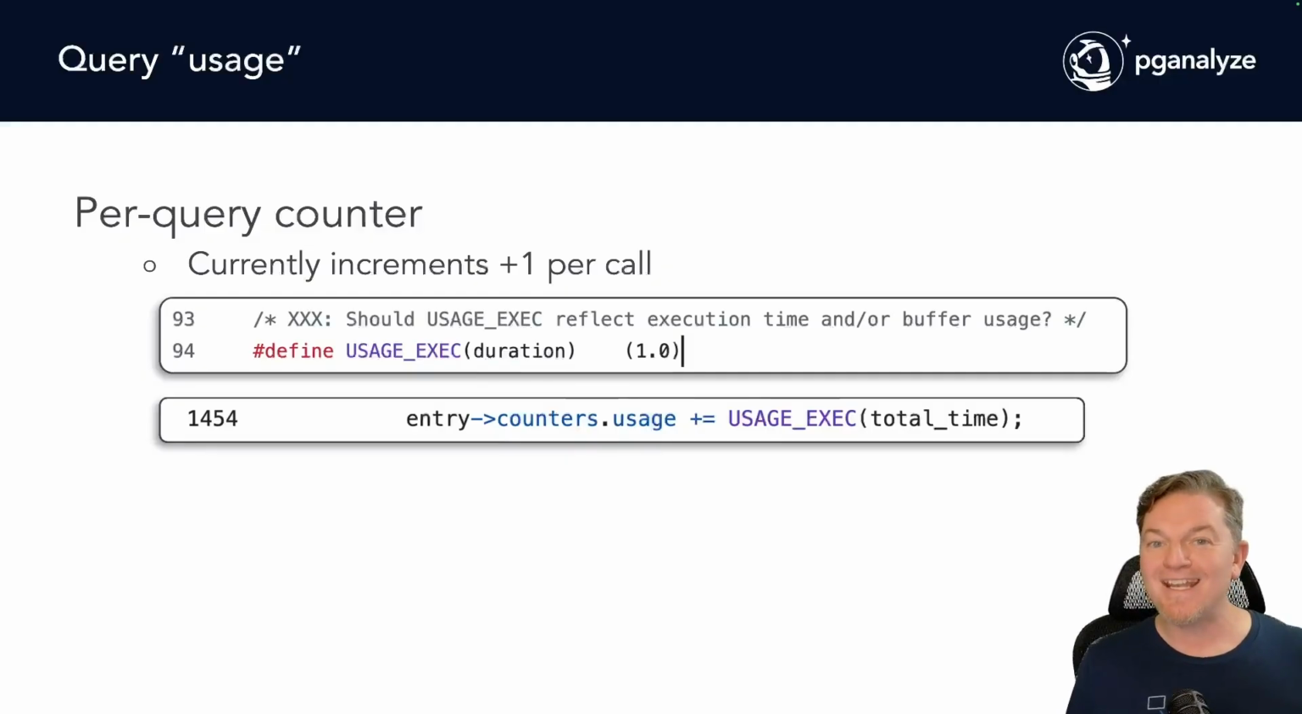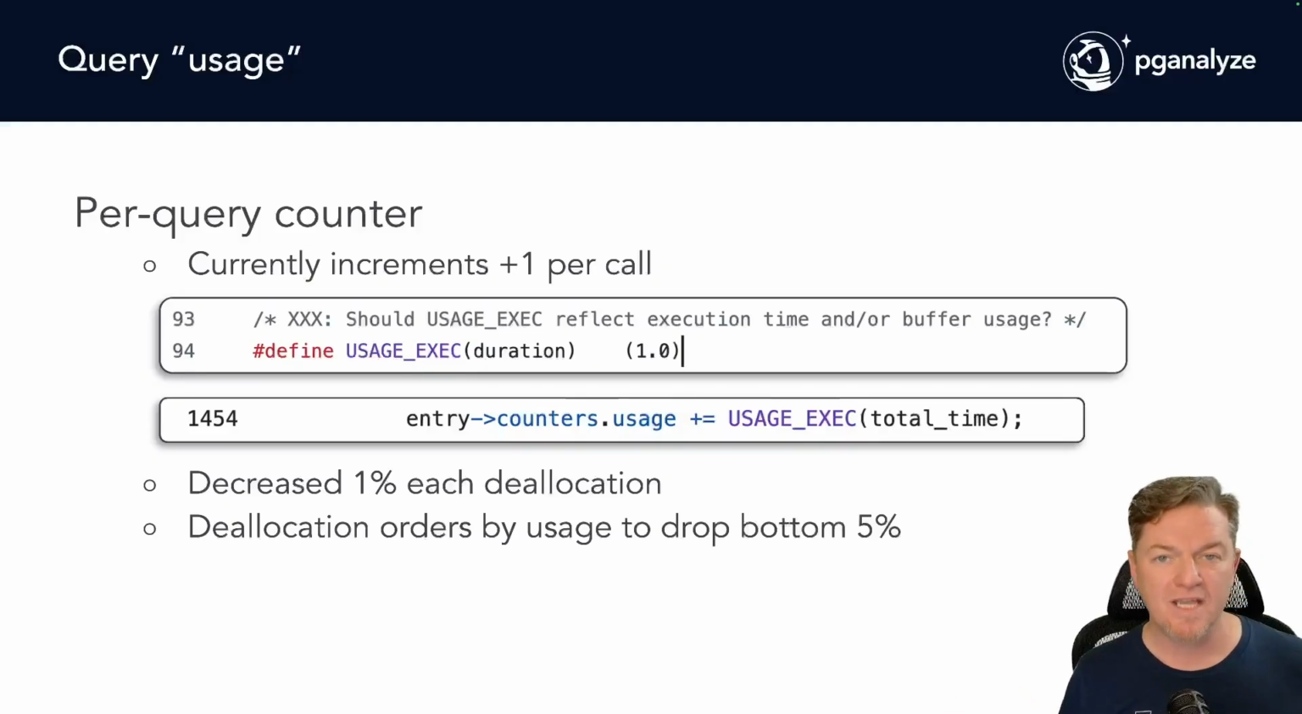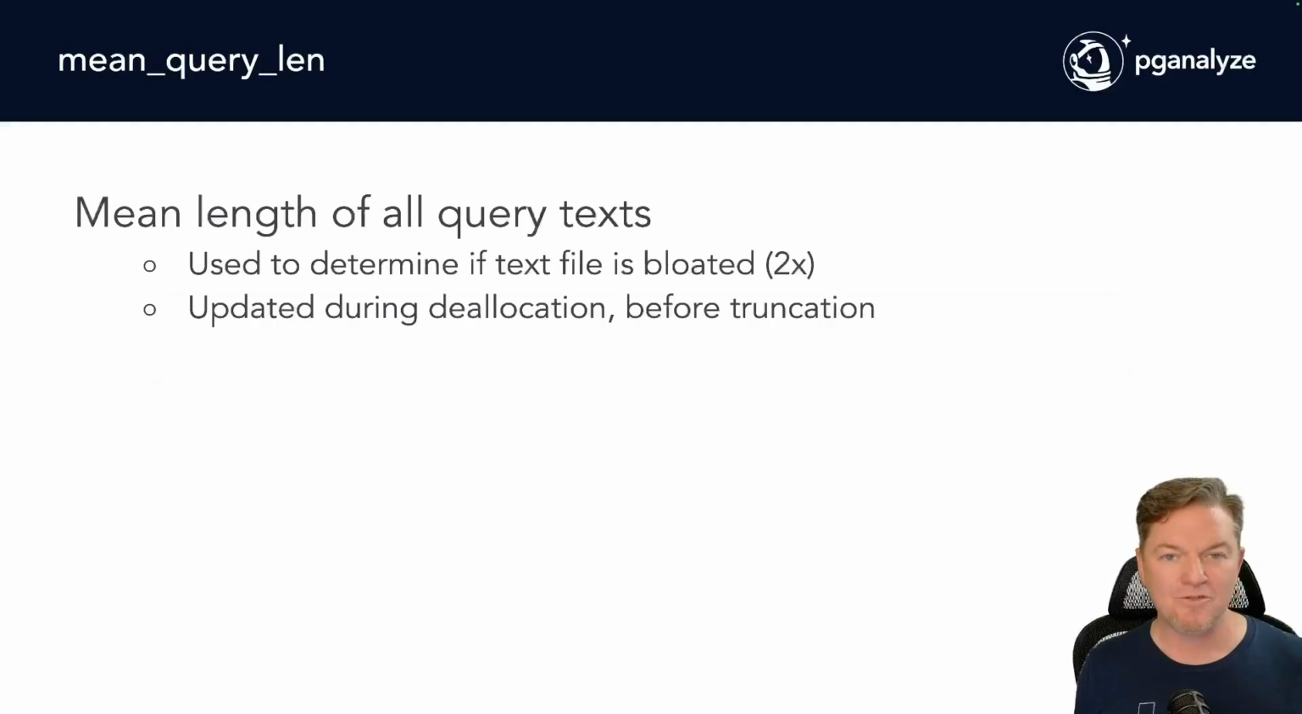Now, that also means an interesting fact. When pg_stat_statements starts empty, until that first deallocation occurs, calls and usage will essentially be the same number because they're going up by 1. But as soon as max is reached and a deallocation has to occur, then all of the usage values get decreased by 1%, or I should say most of the values. You'll see why in just a minute. And then it sorts all of the values and it drops the lowest 5%. So that's how that usage metric is used.